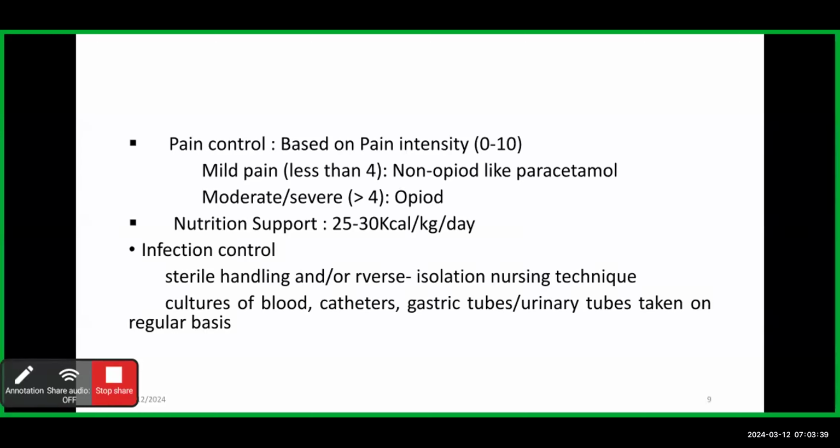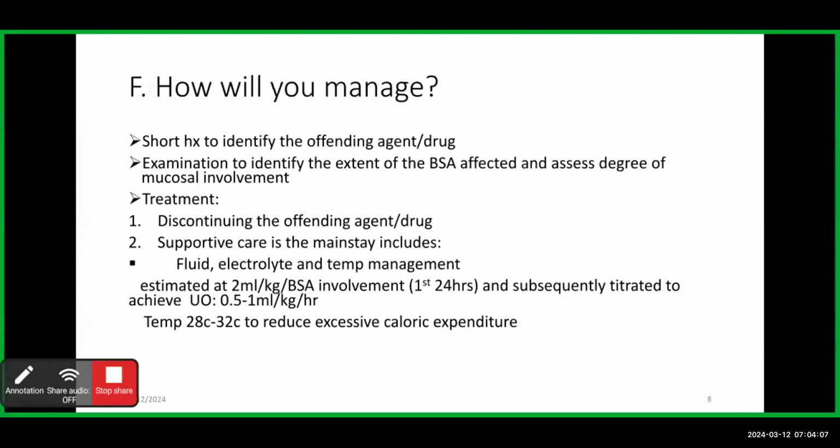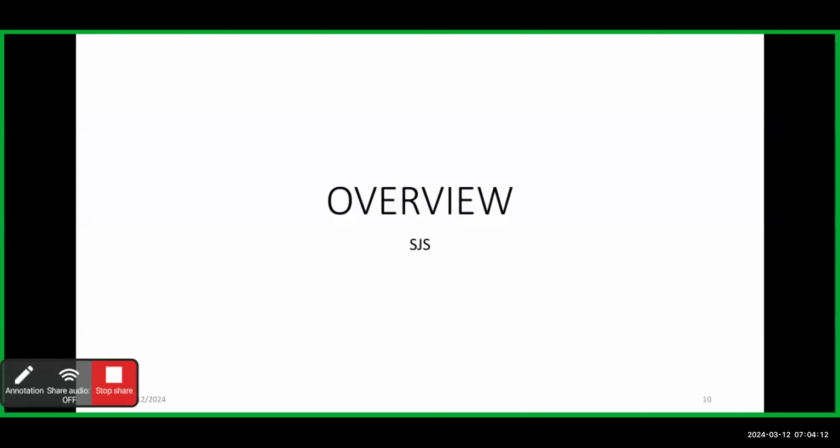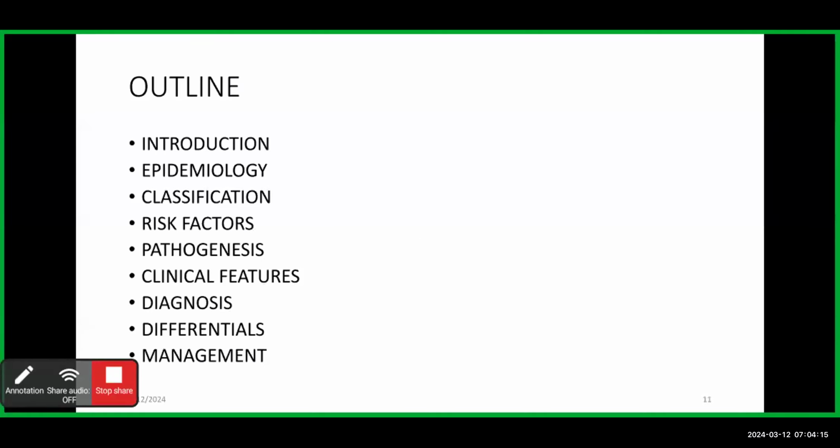Then nutritional support too is very important, especially in the anabolic and recovery phase. So you want to give about 25 to 30 kilocalories per kg per day. And infection control too, so you use sterile handling and isolation nursing care. Then occasionally, while the patient is on admission, you want to run some cultures, especially when the patient has started showing some clinical signs of infection. I just omitted the wound care, which is very important in this patient. So I'll just take a general overview and follow this outline.